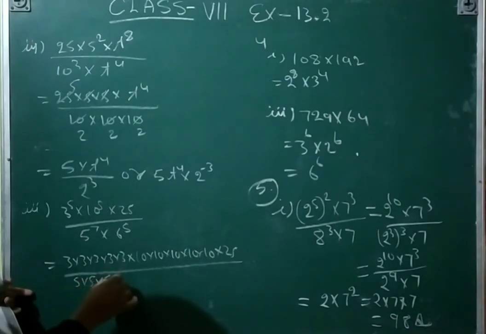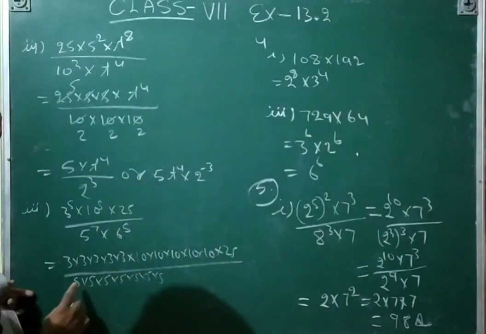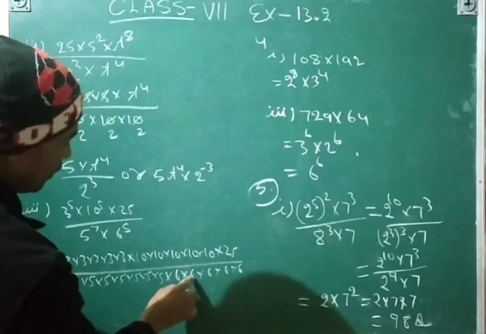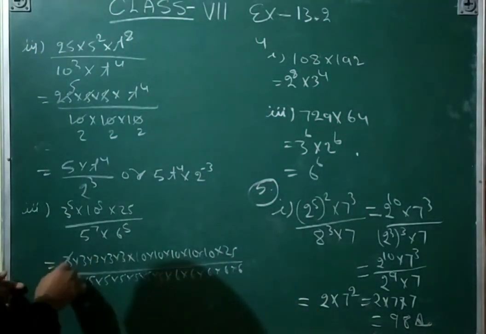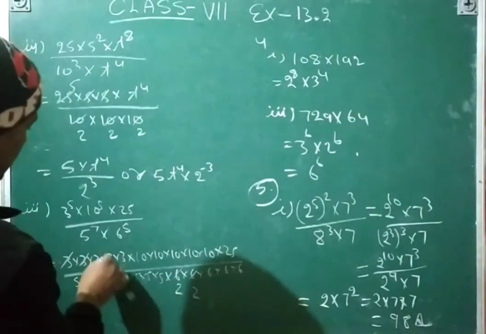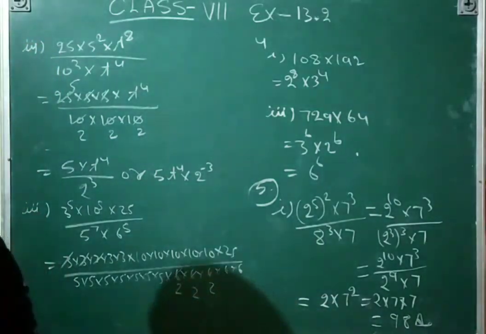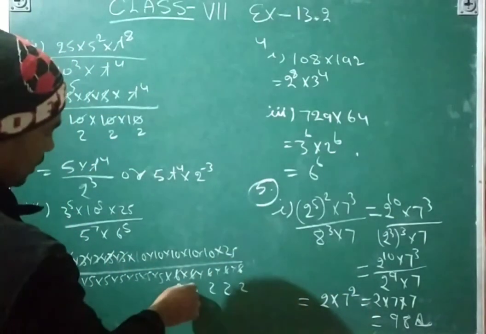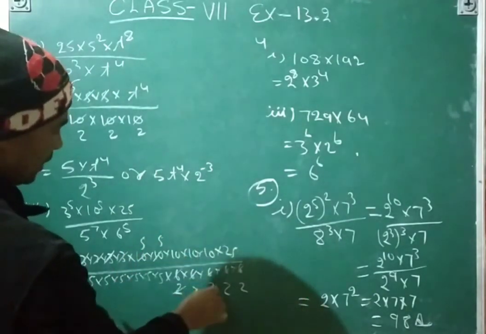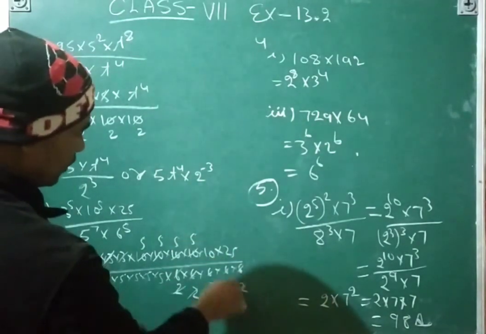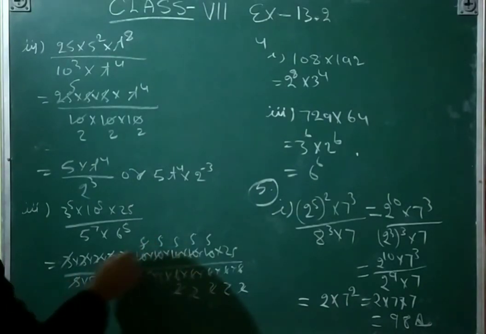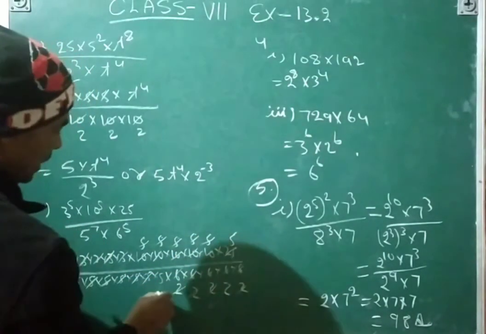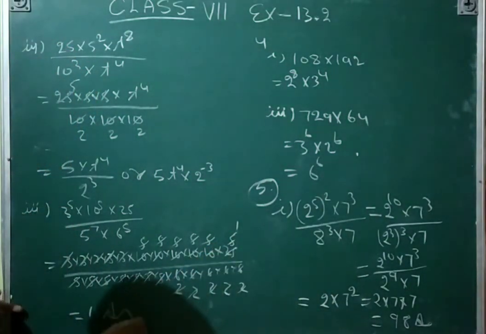5 into 5 into 5 into 5 into 5 into 5 into 5, 1 2 3 4 5 6 7, and then 6 into 6 into 6 into 6 into 6, 1 2 3 4 5, and then we'll cancel. 3 2s, 3 2s, 3 2s, 3 2s, 3 2s, and then 2 5s, 2 5s, 2 5s, 2 5s, 2 5s, and then this one cancel, this one cancel, this one cancel, this one cancel, and then 5 5s, and then 5 1s. So that last answer is 1. Okay.